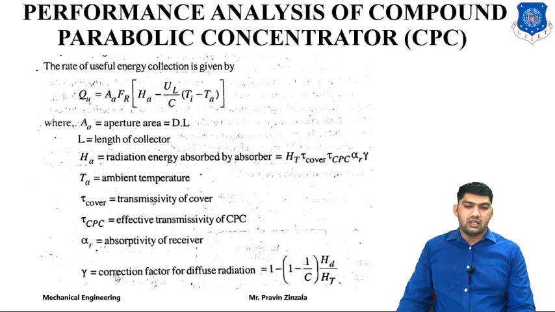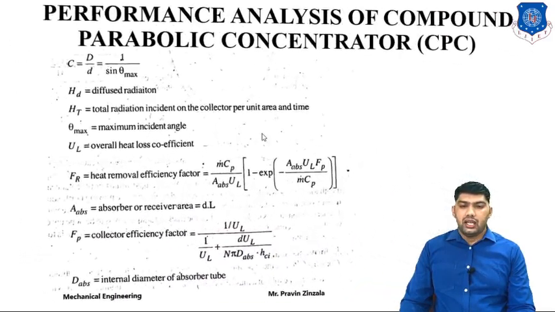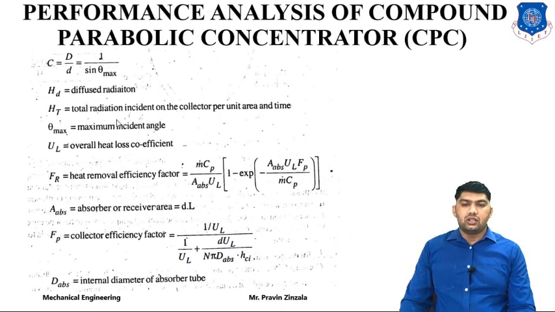You also have to remember the correction factor for the diffuse radiation, which is 1 minus, in square brackets, 1 minus 1 upon C, HD by HT. HD means the diffuse radiation, and HT is equal to the total radiation incident on the collector per unit area and time. So we can also say it is the total radiation. HD is equal to diffuse radiation, and C is equal to D by d.